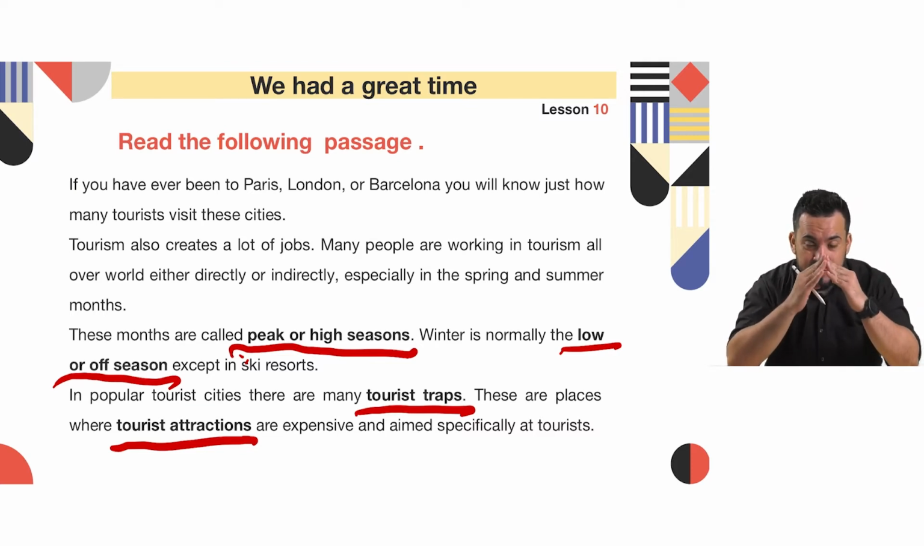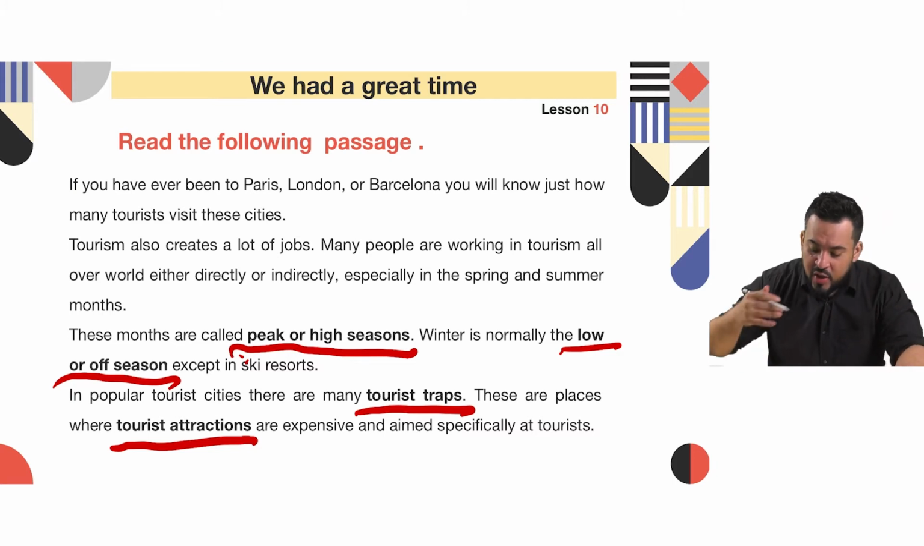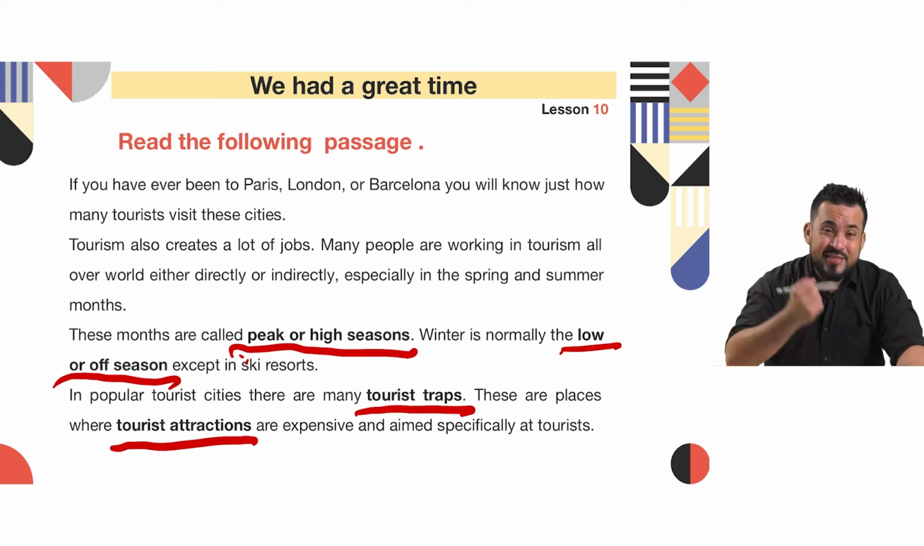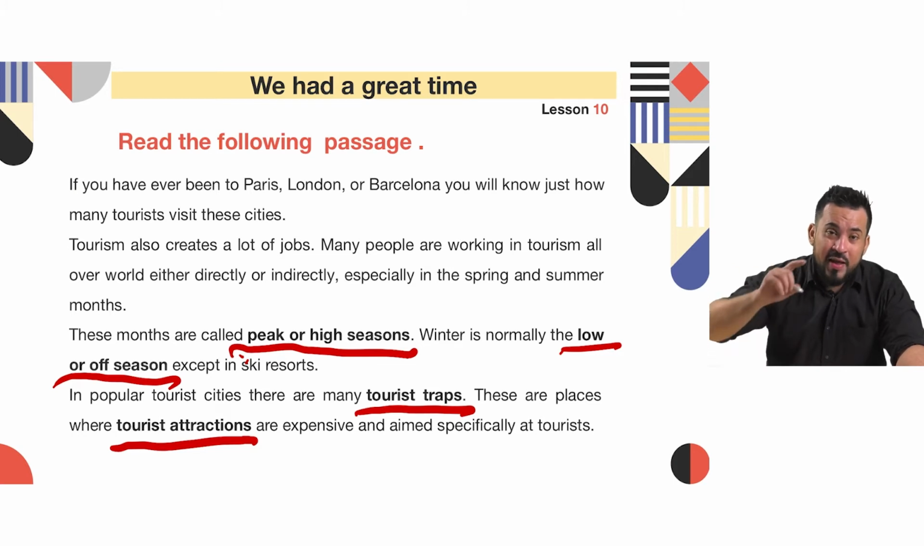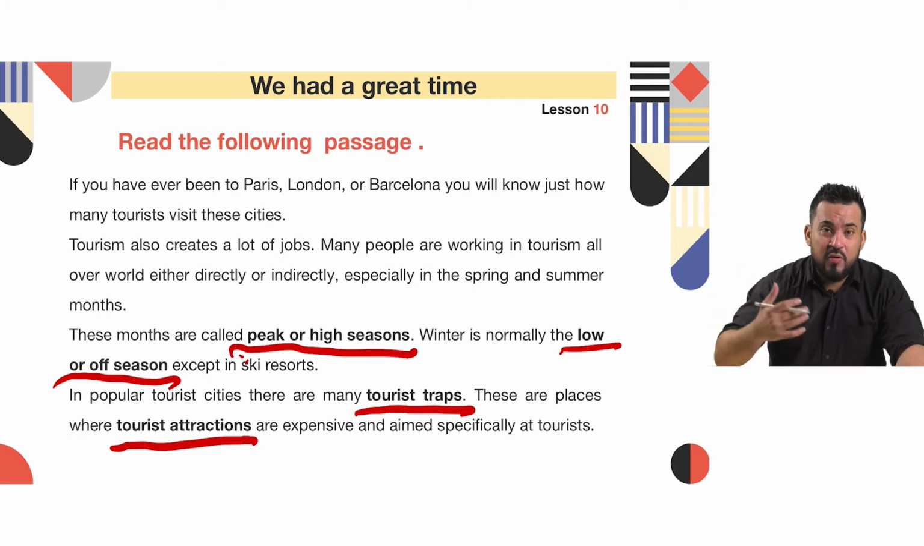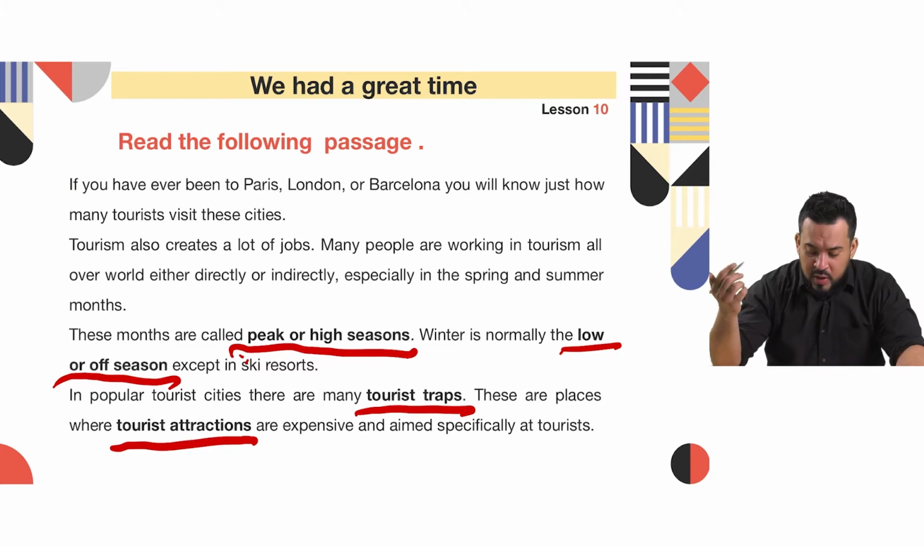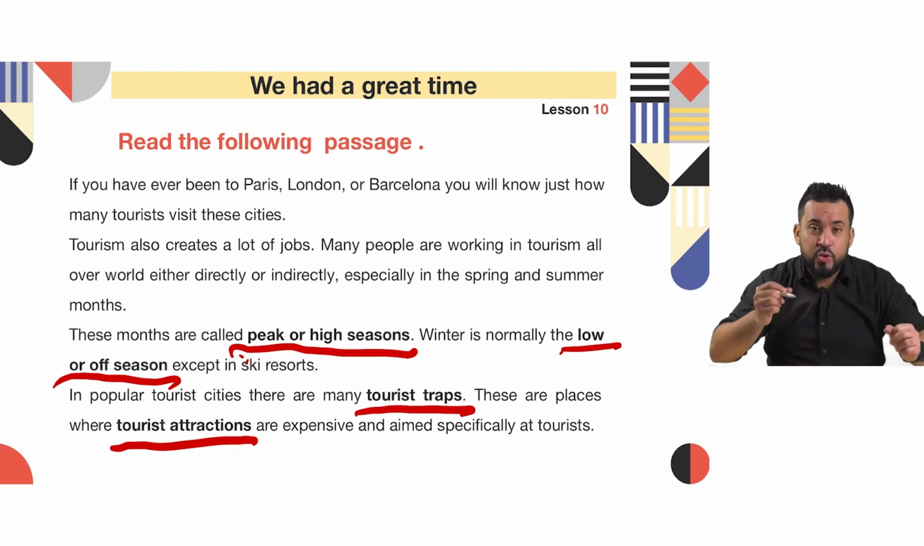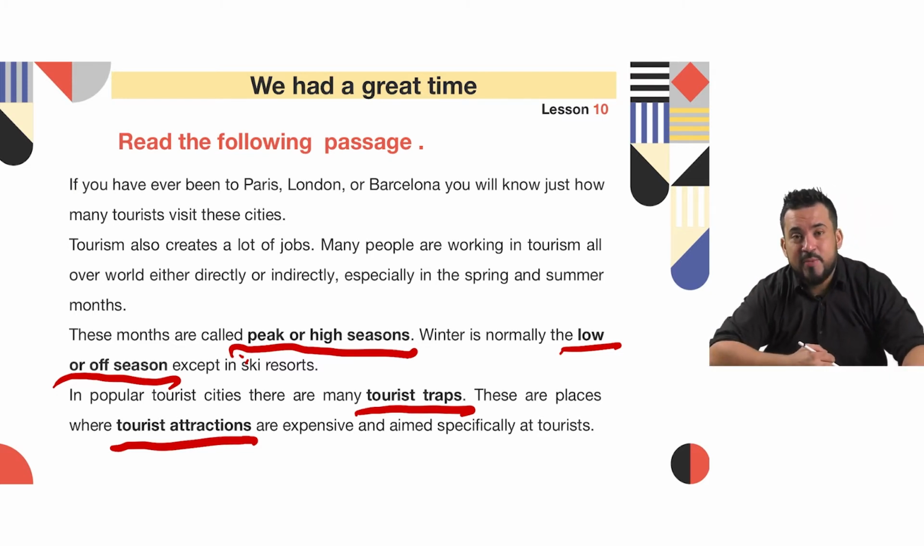That is the peak. Then you have the low season or the off season. That is the opposite of the peak. That means that is the time nobody travels because everybody is busy doing their work. Normally those months are the winter and the fall. People normally travel more in the spring and summer because there are holidays. School holidays, you have the spring break. That's why people do more traveling during those seasons. That's why we call these seasons the peak seasons.